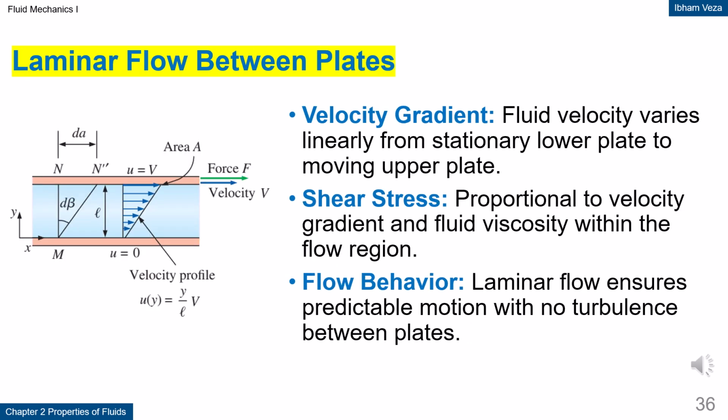Laminar flow between two plates. The fluid velocity changes linearly from one plate to the other. The lower plate is stationary, while the upper plate moves with constant velocity. This velocity gradient generates shear stress. The flow is orderly and can be predicted mathematically. This model forms the basis for understanding the concept of viscosity.